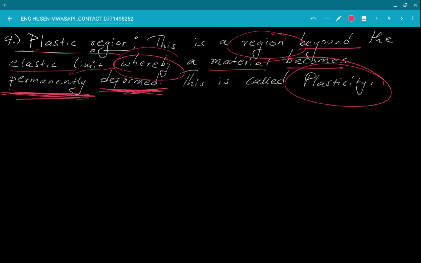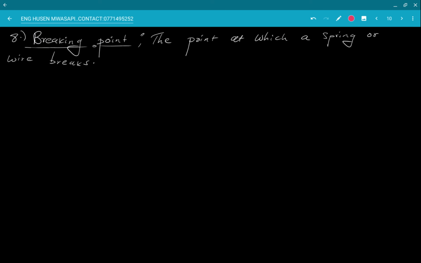Be mindful of what plastic region is. Alright, let's move on to the next term. So we have what we call the breaking point. The breaking point is simply a point where you break. Basically, that's what it is.